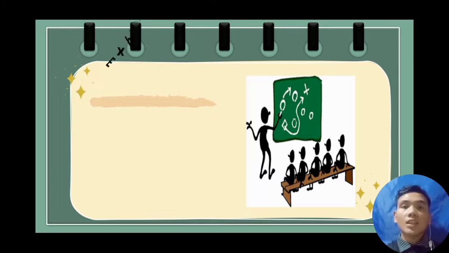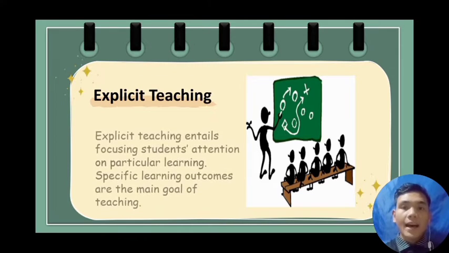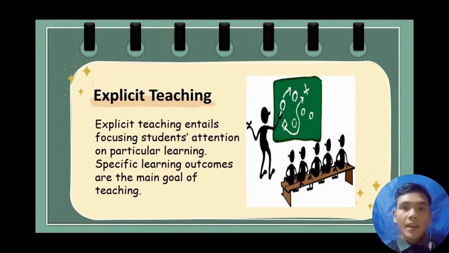Next teaching strategy is explicit teaching. In a highly structured setting, explicit teaching entails focusing students' attention on particular learning. Specific learning outcomes are the main goal of teaching. Smaller components of topics and materials are taught separately. This strategy involves explanation, demonstration, and practice. In short, information is broken down into pieces for students to study each component separately.